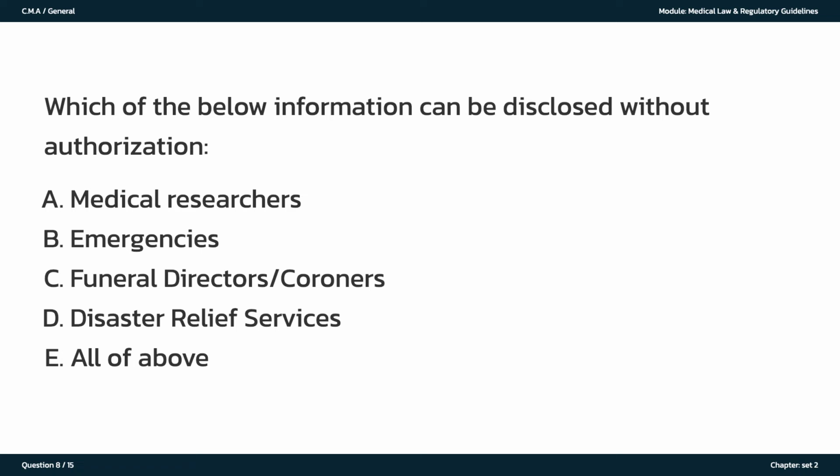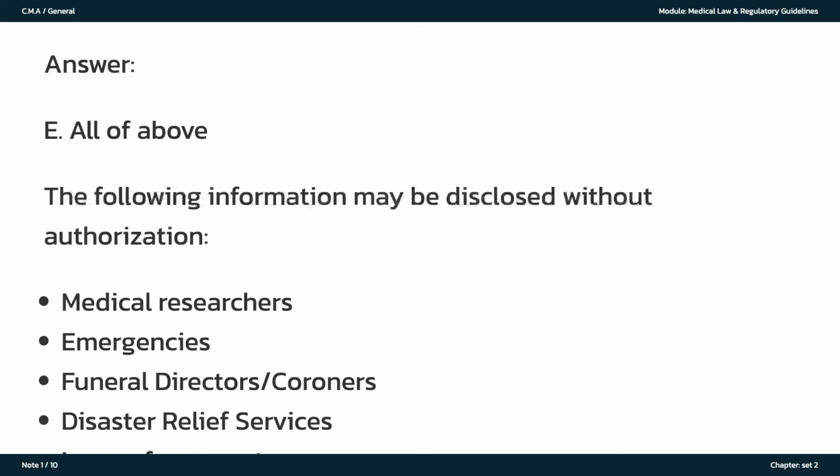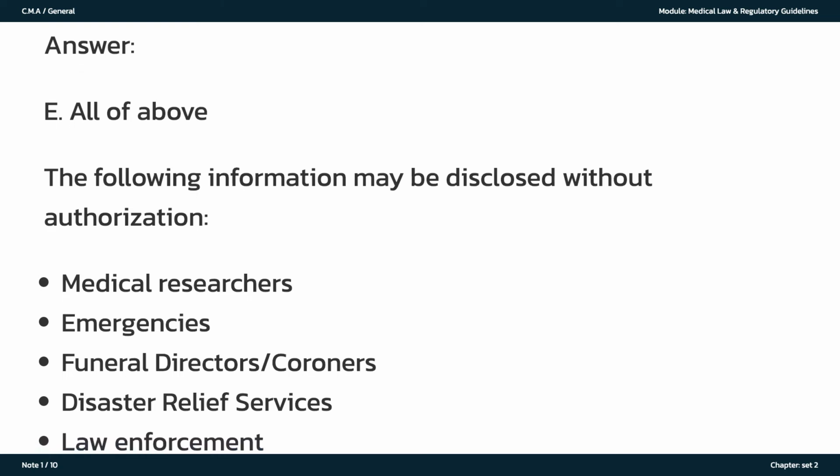Which of the below information can be disclosed without authorization? A. Medical researchers. B. Emergencies. C. Funeral directors/coroners. D. Disaster relief services. E. All of above. The answer is E. All of above.